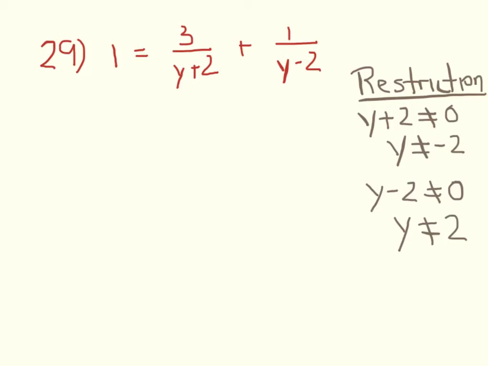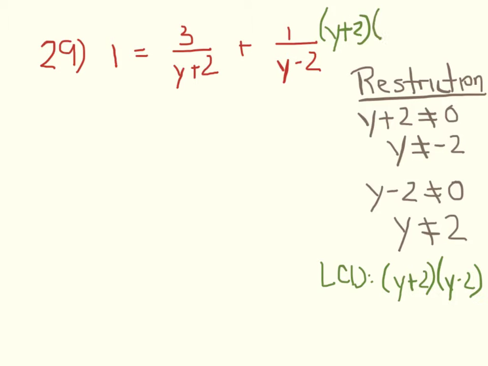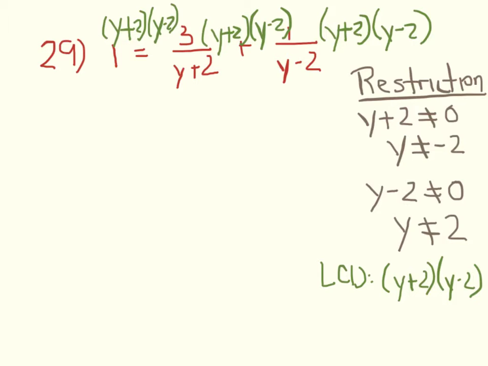So I'll notice the common denominator here. The LCD for this problem: you look at each denominator and multiply the factors. So it would be y plus 2 times the quantity y minus 2. So I'm going to multiply every single term by y plus 2 times the quantity y minus 2. And then again, I'll multiply 1 by y plus 2 times the quantity y minus 2. Okay, so now let's reduce.